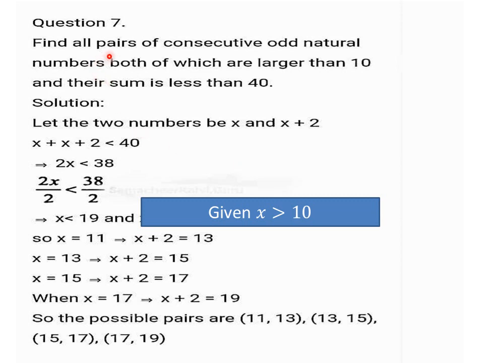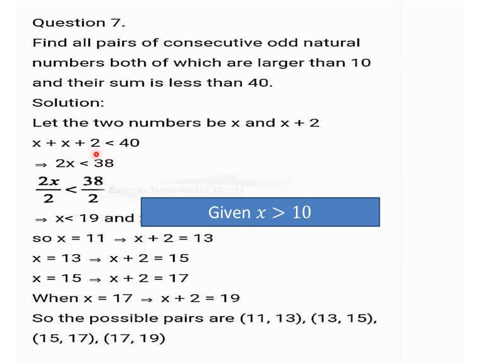Question number 7. Find all pairs of consecutive odd natural numbers, both of which are larger than 10 and their sum is less than 40. So we have to find all the pairs of consecutive odd natural numbers which satisfy these two conditions. That is, both the numbers should be greater than 10 and their sum should be less than 40. So we can take the two numbers as x and x plus 2. Okay, odd natural numbers. So if you take x as one odd number, the next odd number will be x plus 2, isn't it? And it is given the sum of both the numbers should be less than 40.